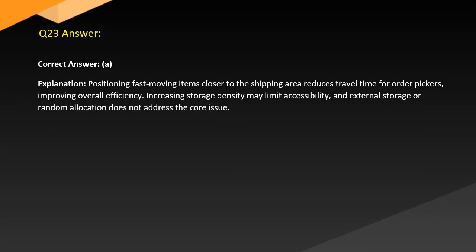Answer. Correct answer A. Explanation. Positioning fast-moving items closer to the shipping area reduces travel time for order pickers, improving overall efficiency. Increasing storage density may limit accessibility, and external storage or random allocation does not address the core issue.